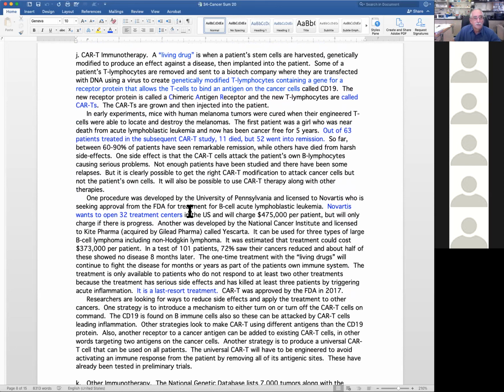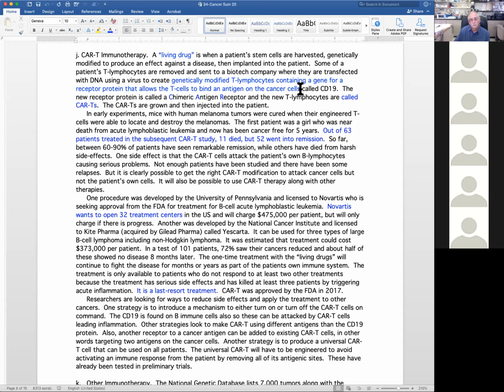So here's another one as an immunotherapy. It's the CAR T. So they call it a living drug. So they take the patient's stem cells, genetically modify them, and then put them back into the patient. So what it does is you genetically modify the patient's own T cells with a gene for a receptor protein that allows the T cells to bind to an antigen.